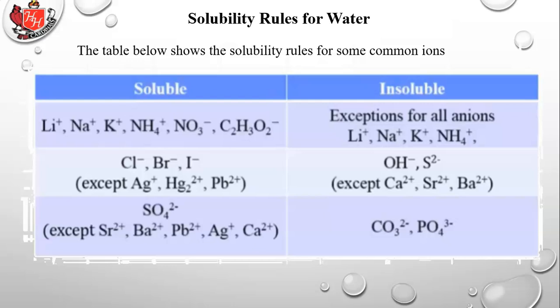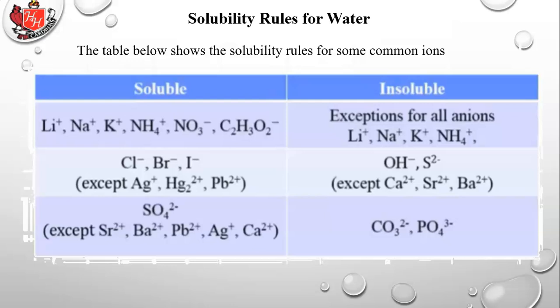So the table below shows the solubility rules for some common ions, and I'm going to give you some exercises to become familiar with these. Let's look at what it's saying. Over on the left side, it's saying everything in the soluble column will dissolve with anything. It doesn't matter what it's attached to. So lithium, sodium, potassium, ammonium, nitrate, and acetate dissolve no matter what they're attached to.